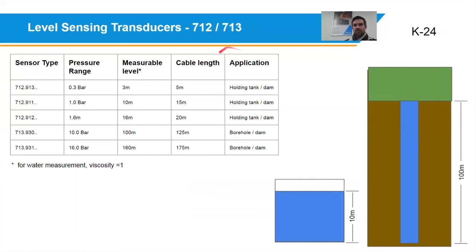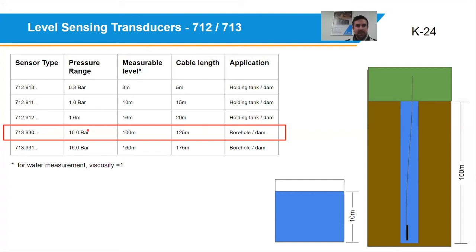So type 713, typically for borehole and dam measurement systems. Why borehole? Because the unit comes with an attached cable ranging from 75 meters, I think we do from 80 meters, 100, 125, all the way through to 175 meters of cable actually attached to the transducer, sealed inside the transducer.